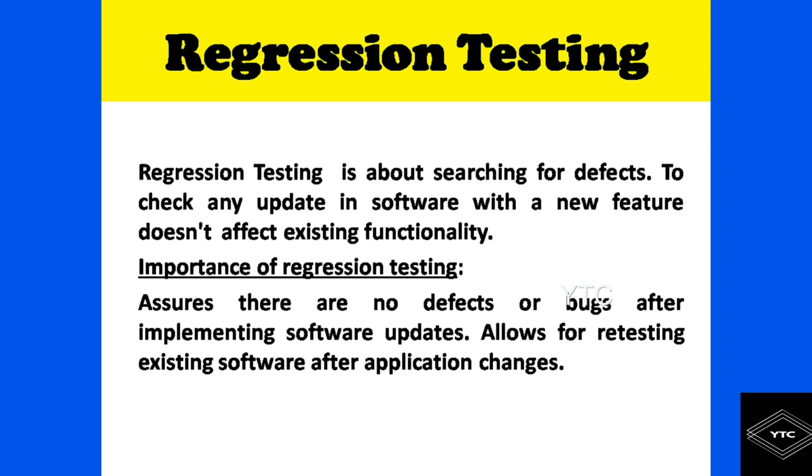Regression testing. Regression testing is about searching for defects, to check that any update in software with a new feature doesn't affect existing functionality. Importance of regression testing: it assures there are no defects or bugs after implementing software updates. It allows for retesting existing software after application changes.